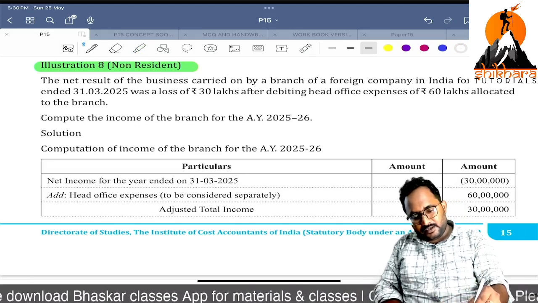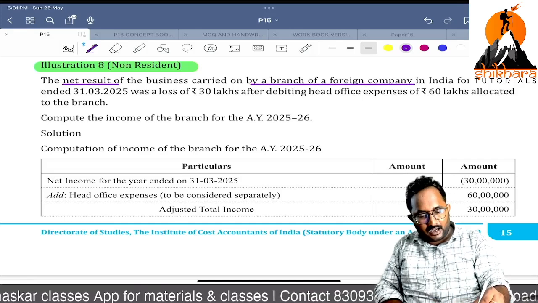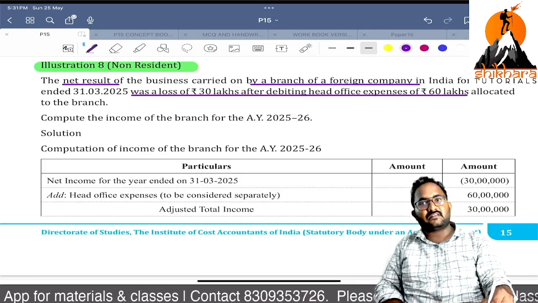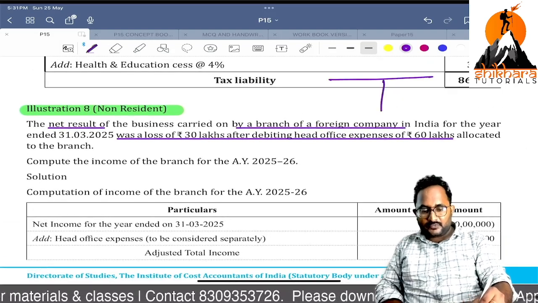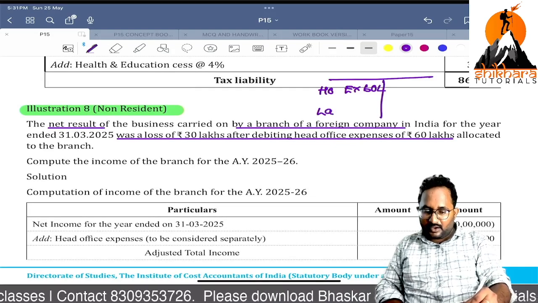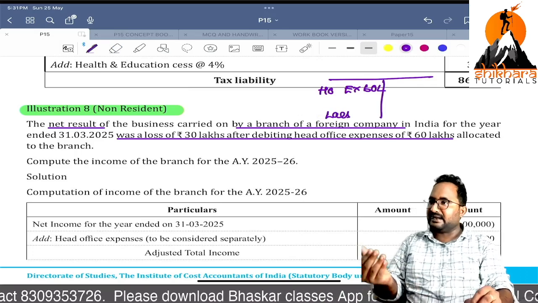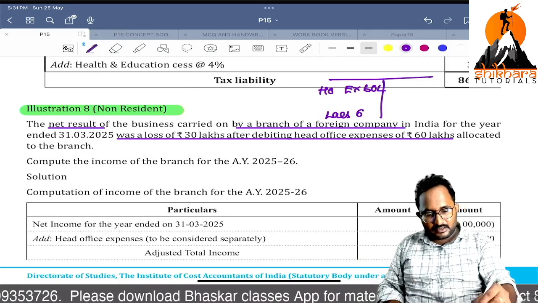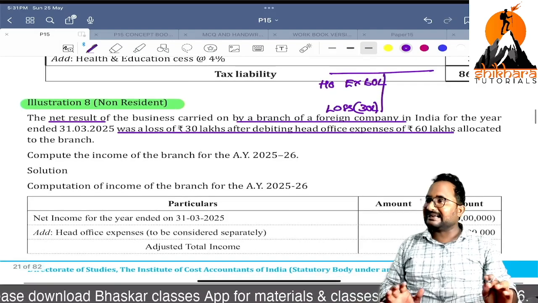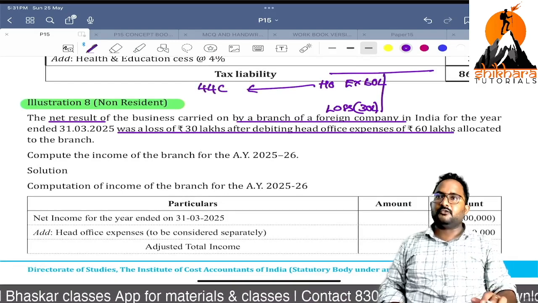Net result of the business carried on by the branch of a foreign company in India is loss after debiting the head office expenditure of 60 lakh. Remember, after head office expenses of 60 lakh, the loss is how much? Net profit or loss? They declare a loss. But okay, I am just writing this on the side. What is the loss? 30 lakh. So is this treatment correct or incorrect? Incorrect, because we want to restrict this amount with Section 44C.